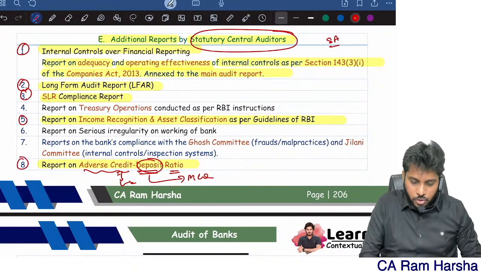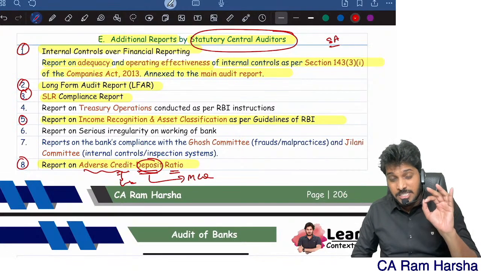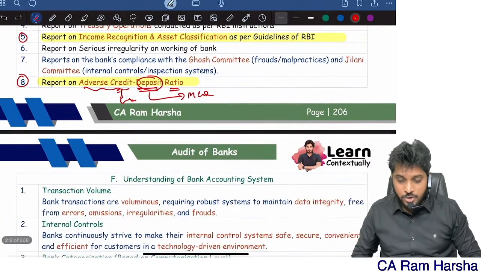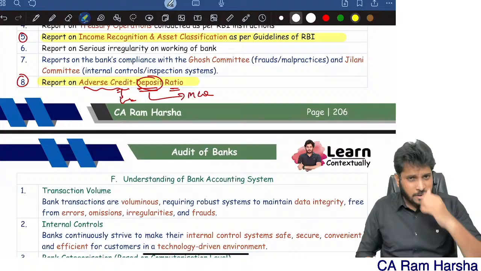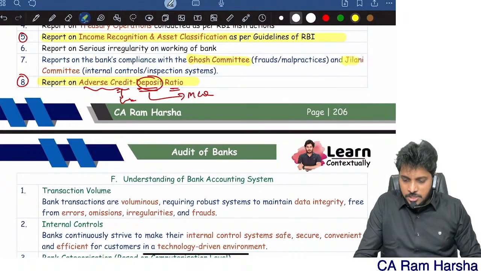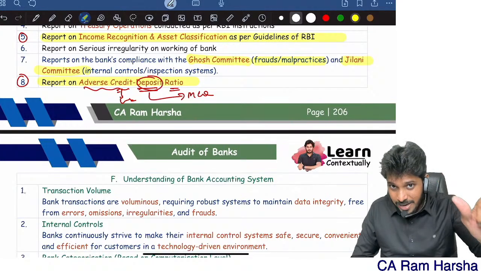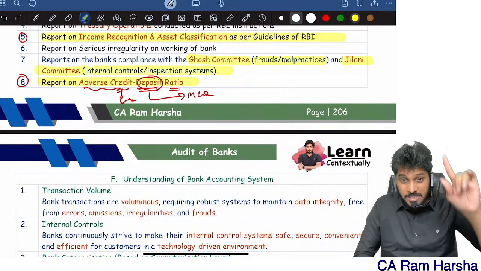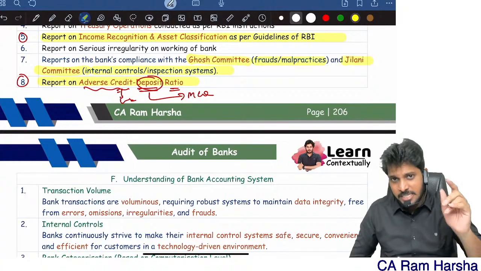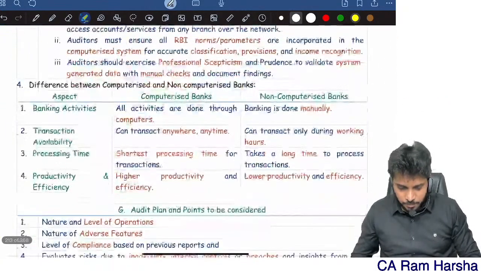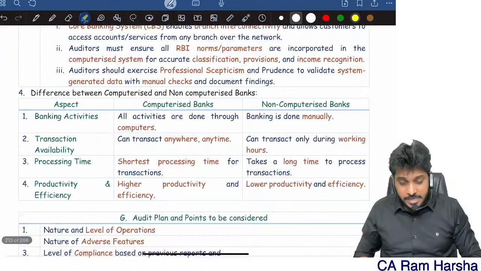In the exam they may ask you, what are the various other reports which a statutory central auditor of a bank shall give? These are the various reports the statutory auditor has to give. Apart from that, there is the Ghosh committee report and the Jilani committee report. Ghosh committee report deals with frauds and malpractices. Jilani committee report deals with controls and inspection, internal controls and inspection of systems. That's it.